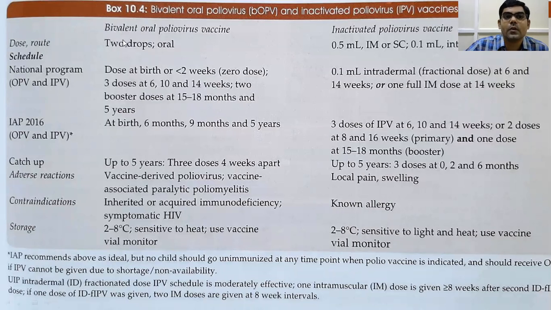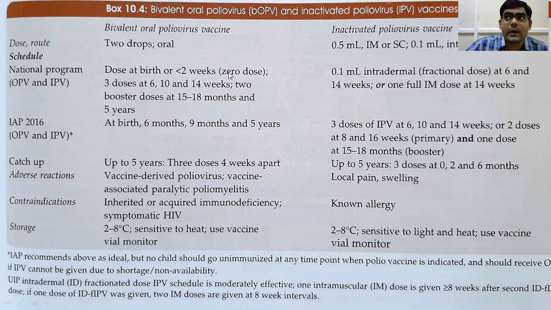Okay, so oral poliovirus is given orally, 2 drops. We give it at birth and again at 6, 10 and 14 weeks, and 2 booster doses at 15 to 18 months and 5 years. The zero dose is given at birth within 2 weeks. This is the national program which is given in all medical colleges and government hospitals free of cost.